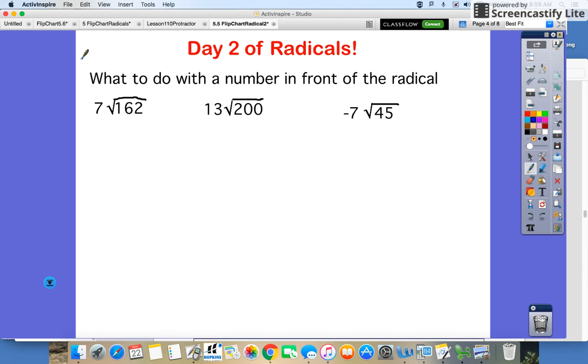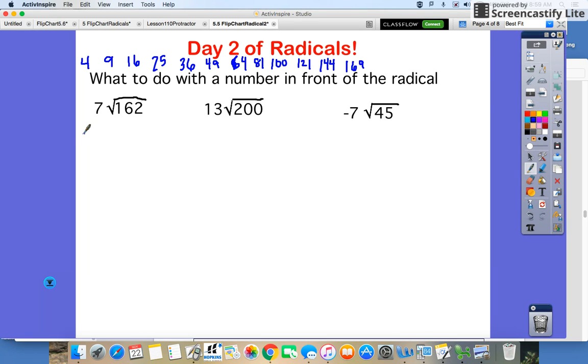So before we start, let's go ahead and list our perfect squares. So we have 4, 9, 16, 25, 36, 49. 8 times 8 is 64. 9 times 9 is 81. 10 times 10, 11 times 11, 12 times 12, 13 times 13. If we need more, we can calculate more.